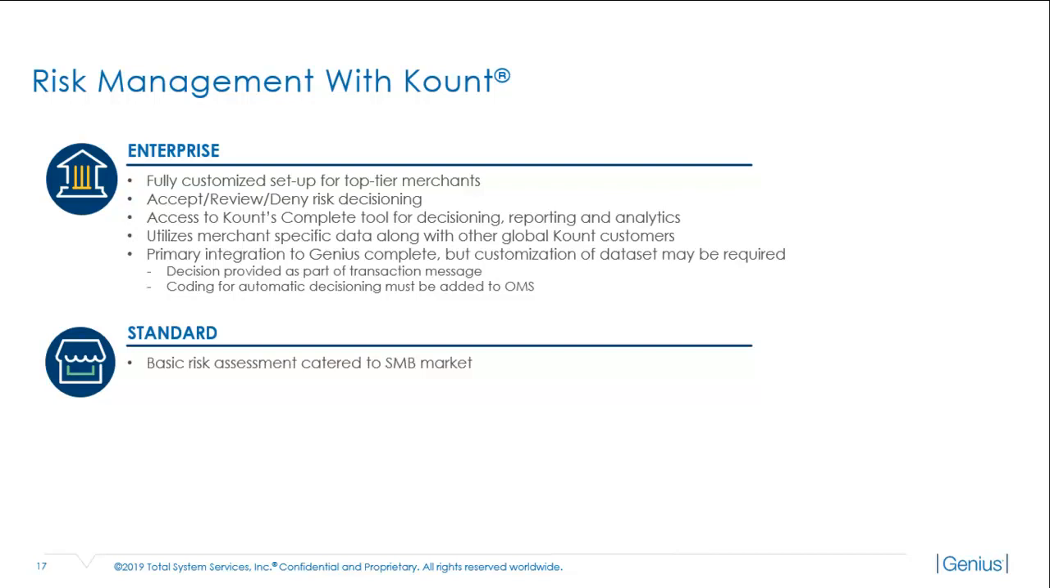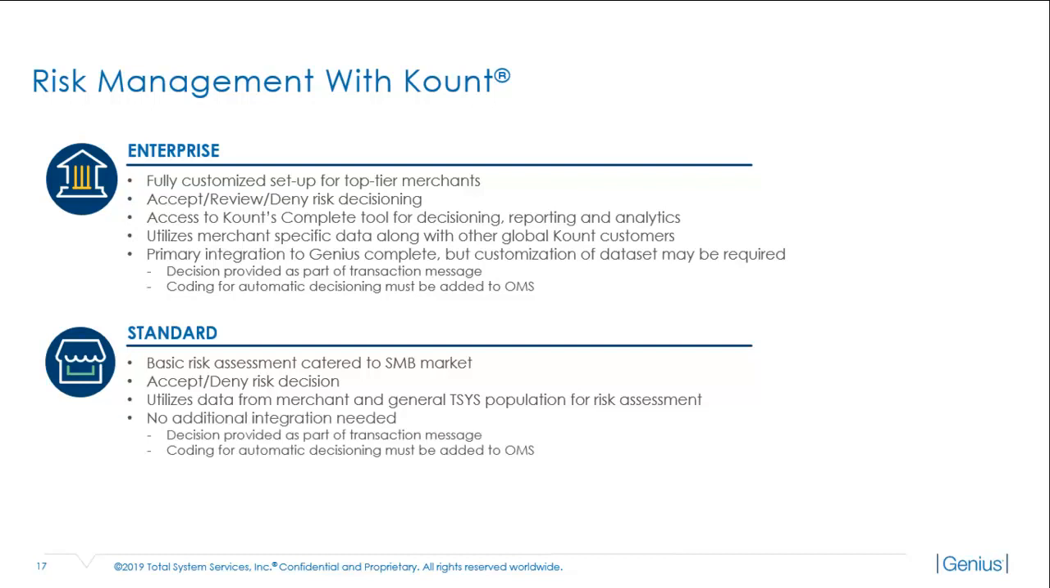Count Standard is geared towards small to medium-sized merchants. Merchants will get access to an accept-deny risk decision tool. This differs from Enterprise because Count will use its industry knowledge to predetermine what scores lead to approvals or declines. The merchant is not able to customize this, nor is there a review stage. Just like Enterprise, Count is using all of the data that comes through their system to continually improve their offering. No additional integration work is needed with Count Standard.